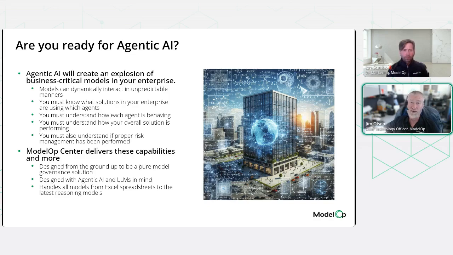That's where ModelOp Center is unique, that we're well positioned for handling agentic AI. We put thought into that from day one. We've been doing this with regular models for a long time, but we designed it from the ground up to be a pure model governance solution. It's not a data science workbench transformed into that. Instead, it's agnostic to the data science itself, it captures all that information, pulls it in, and will handle all kinds of models, anything from an Excel spreadsheet.